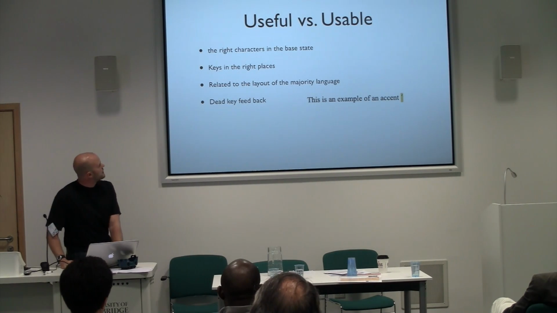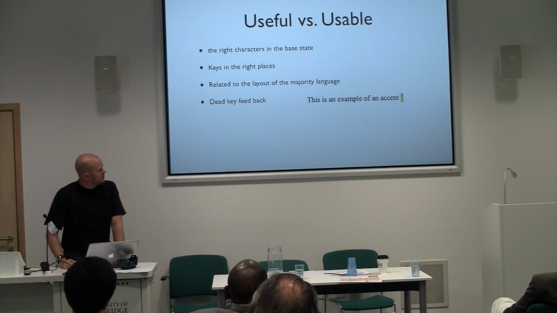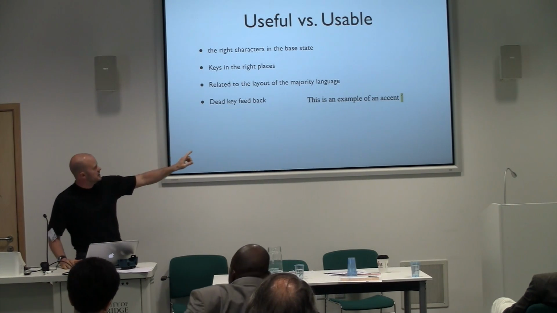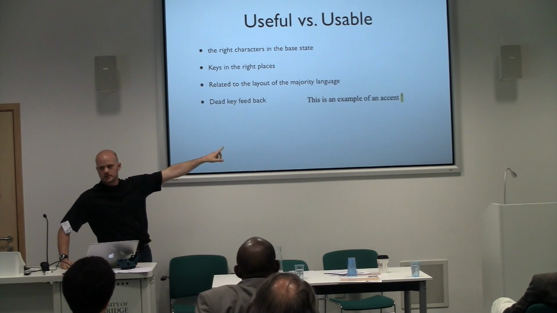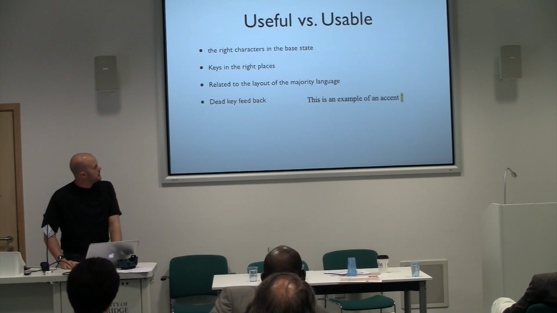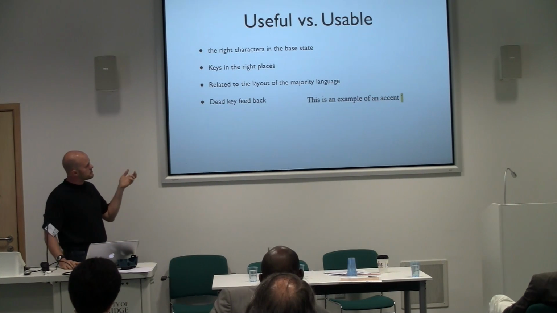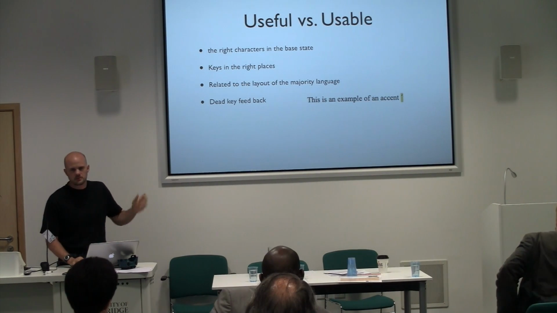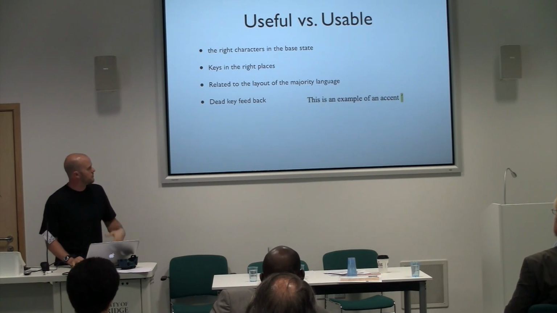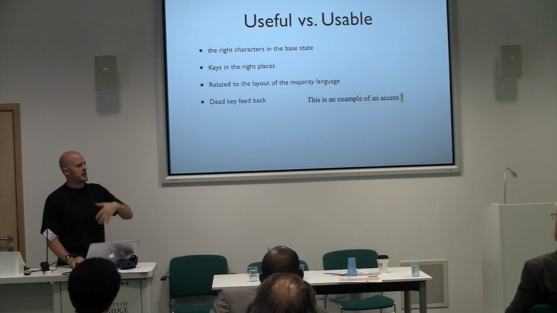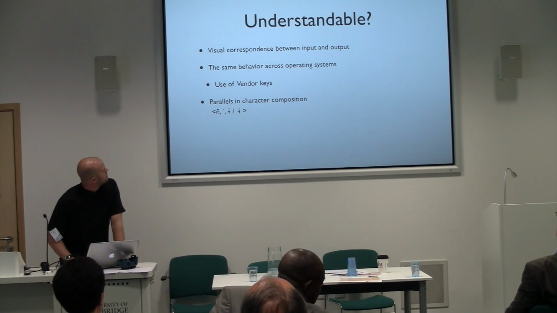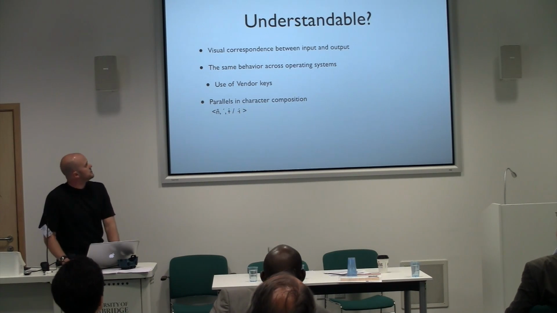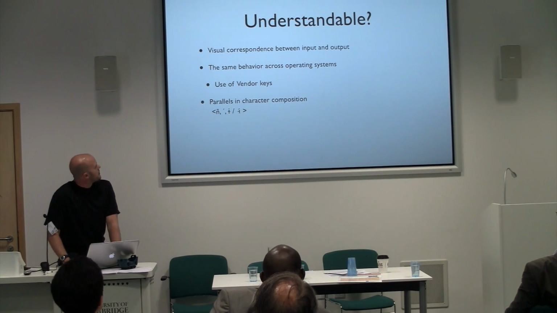Dead key feedback is another issue. On a Windows computer, when you type a dead key, you don't get the accent diacritic highlighted in yellow. On an OS X computer, you do. But the idea is to tell the user that, hey, something new is happening, so they don't get lost. The visual feedback is very important for new computer users and is helpful to all of us. So is the keyboard intuitive to use? Is it understandable? Is there a visual correspondence between input and output?